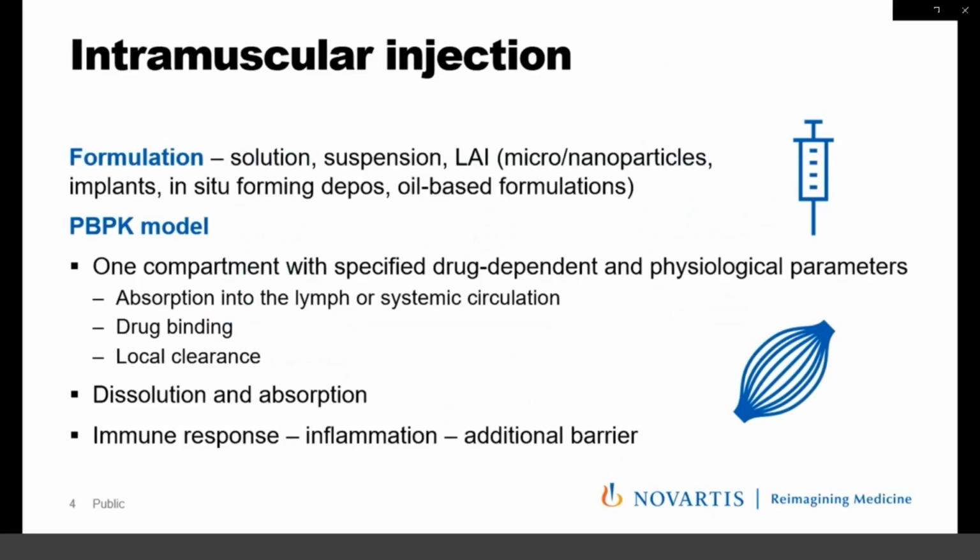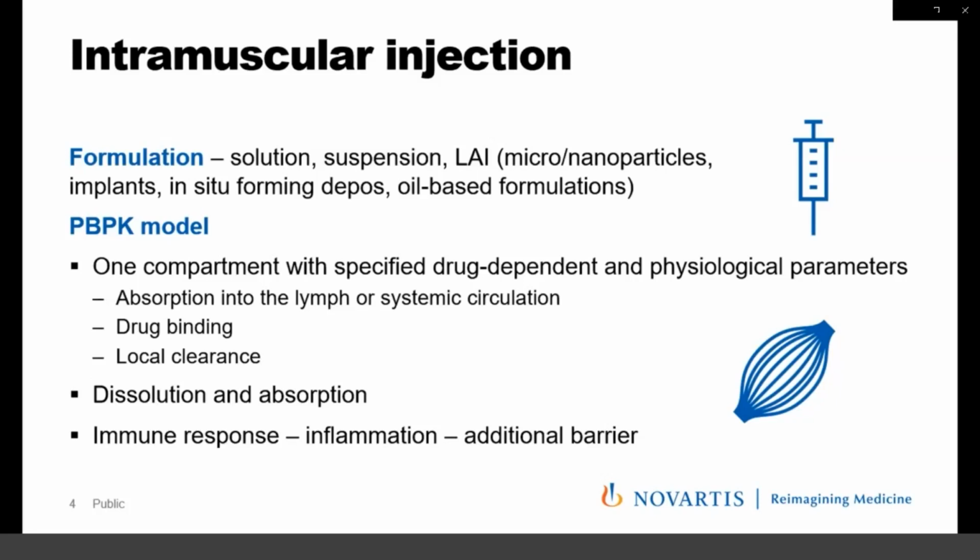Drug products for intramuscular injection can be in the form of a solution, a suspension, or some kind of long-acting injectable, for example, in situ forming depots or oil-based formulations. In a mechanistic model, a muscle is usually represented as a single compartment with specified drug-dependent parameters such as solubility or log-P, and physiological parameters such as blood flow and fluid volume. From the muscle, the drug can be absorbed into the systemic circulation or into the lymph. Drug can also be bound, and in some cases, local metabolism can occur in the muscle.